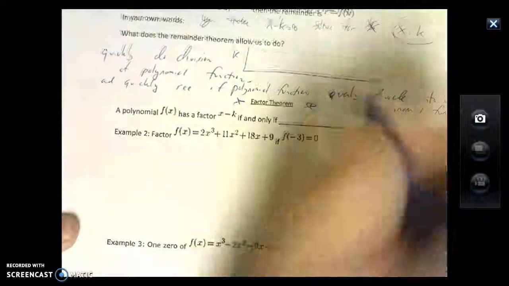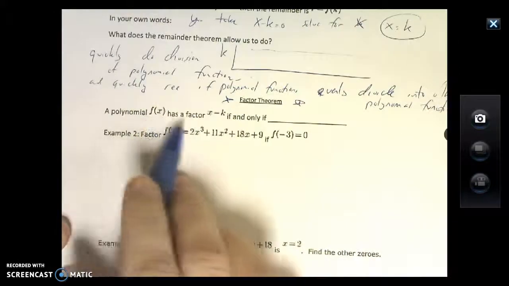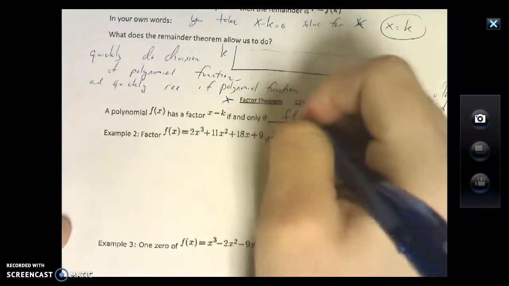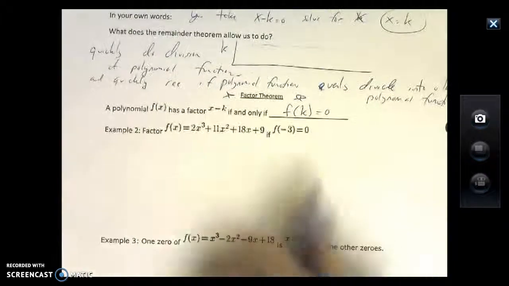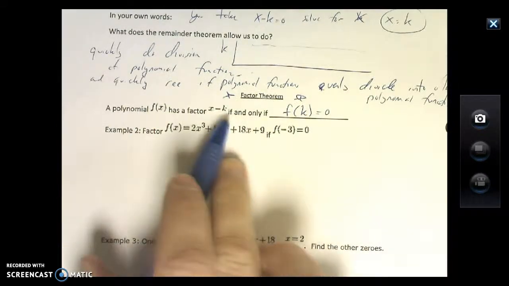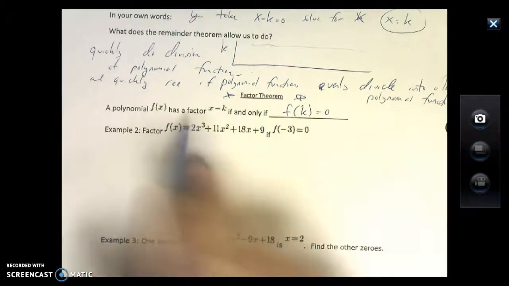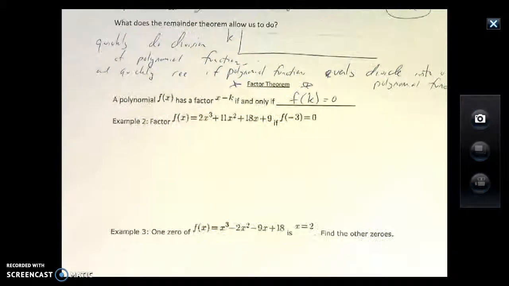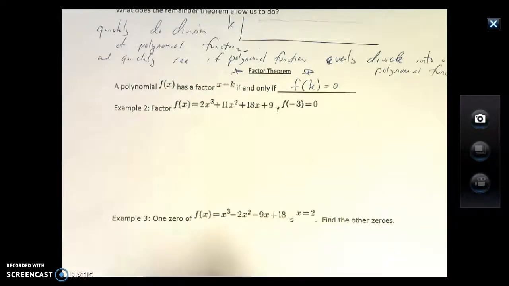And this is the factor theorem, which goes hand in hand with it, and it's huge. A polynomial f of x has a factor x minus k if and only if f of k equals 0. Meaning, if I plug in this value that makes it 0, and I get a remainder of 0, then it evenly goes into it. It's a factor, we call it.